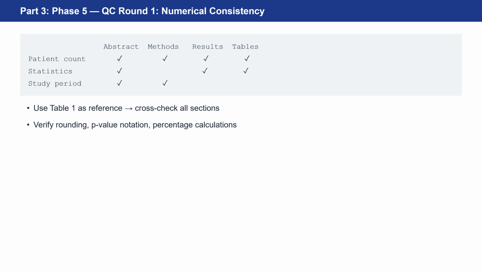QC Round 1 checks numerical consistency. Using Table 1 patient counts as the reference, we cross-check against abstract, methods, and results. Statistical values, study periods, percentages, and rounding conventions are all verified across sections. Any discrepancy is immediately logged in qclog.md.